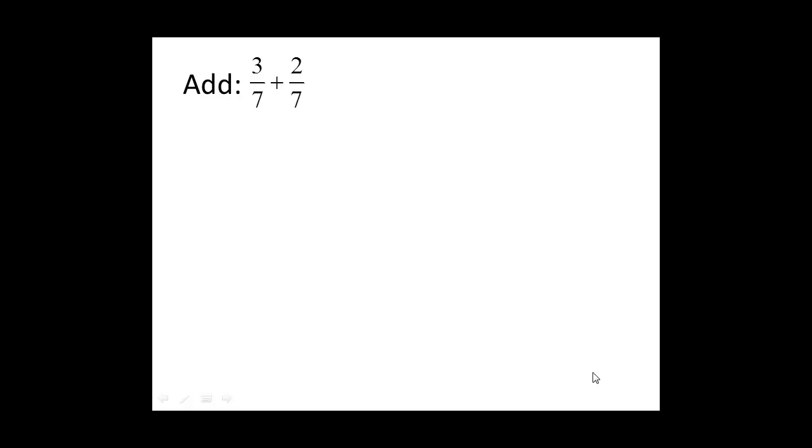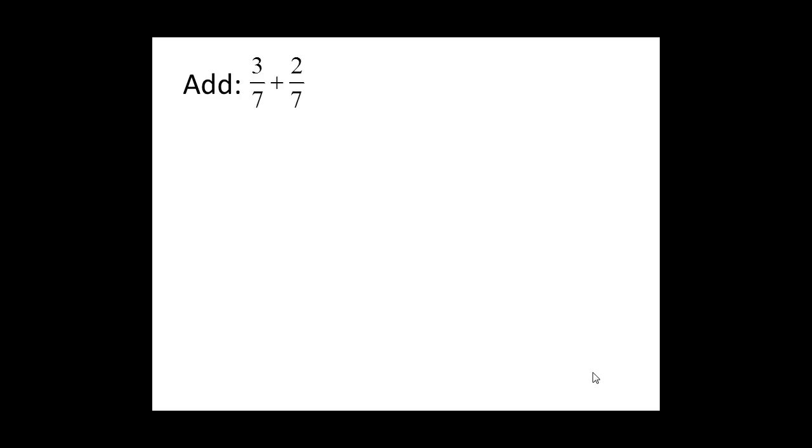Add 3/7 plus 2/7. When we add fractions, it is very different from multiplying and dividing fractions. When we add fractions and also subtract fractions, we must have a common denominator before we add or subtract. In our first example, we do have a common denominator.